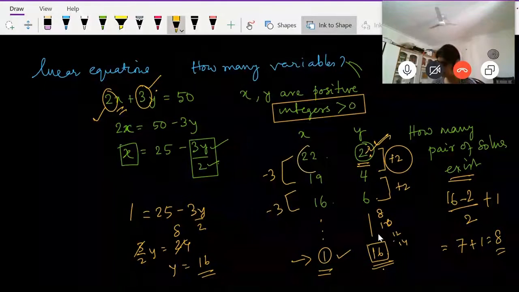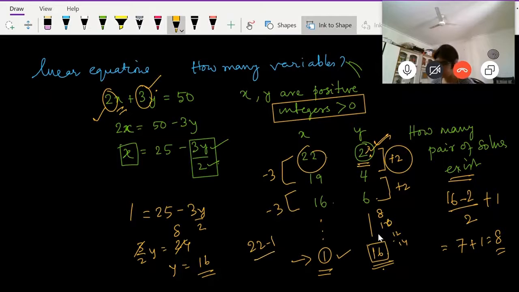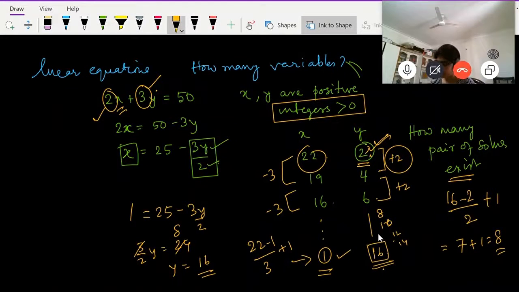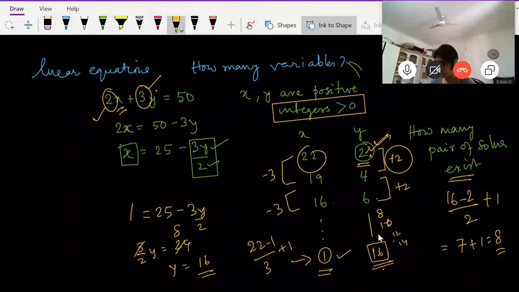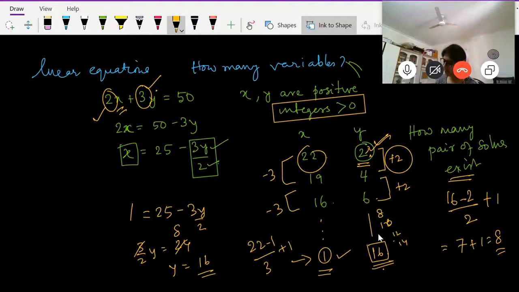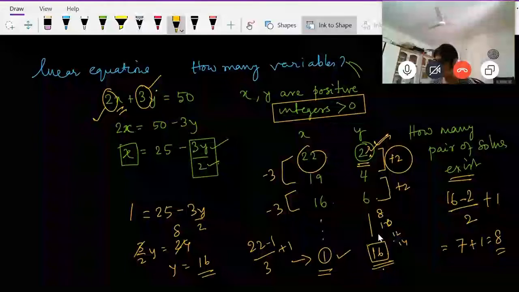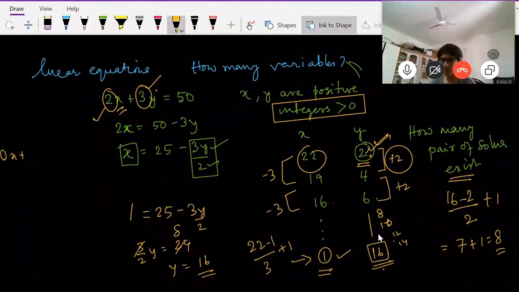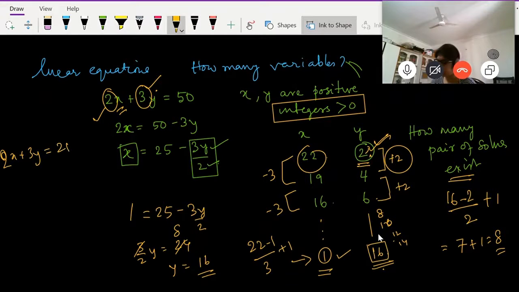And this would be the same if you do it with x. So 22 minus 1 by 3 plus 1. So this is another very common question in exams, where they ask you, you don't have to find the answers to every pair, but they'll just ask you how many pairs of solutions will exist, right? It might be a simpler one, like 2x plus 3y is equal to 20, right?